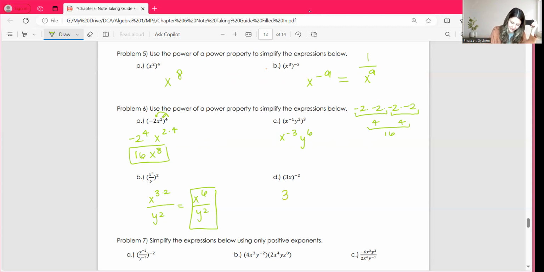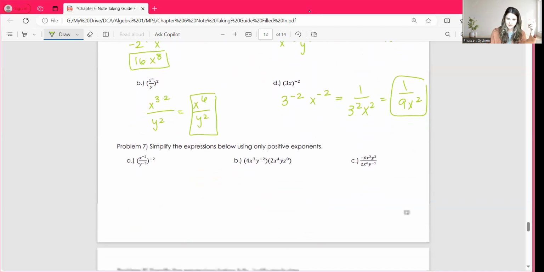I've got 3 to the negative 2, x to the negative 2. Both of these have negative exponents. Both of these terms get moved to the denominator. So I get 3 squared x squared, which gives me 1 over 9x squared.